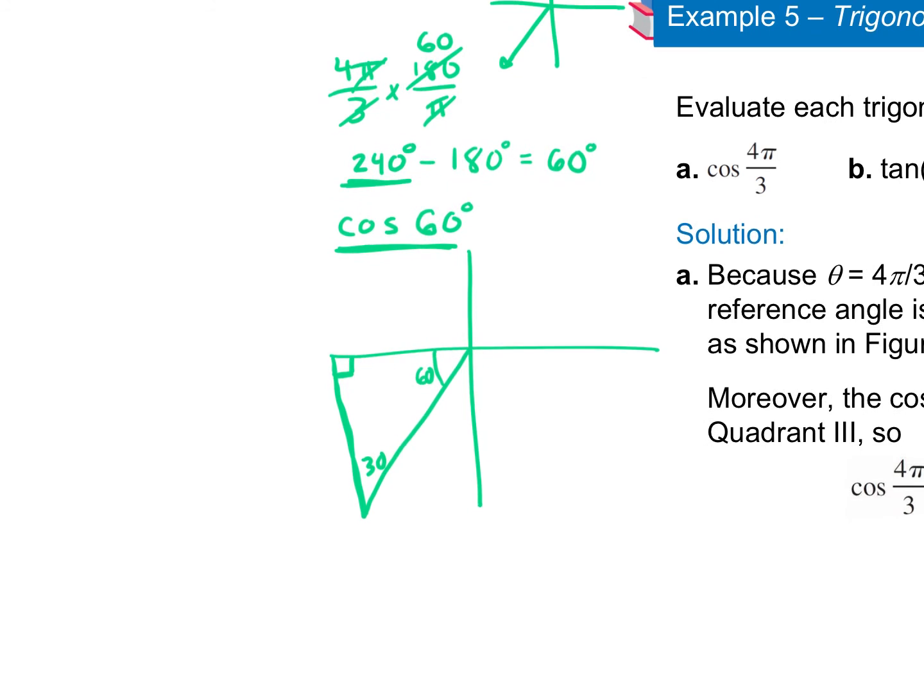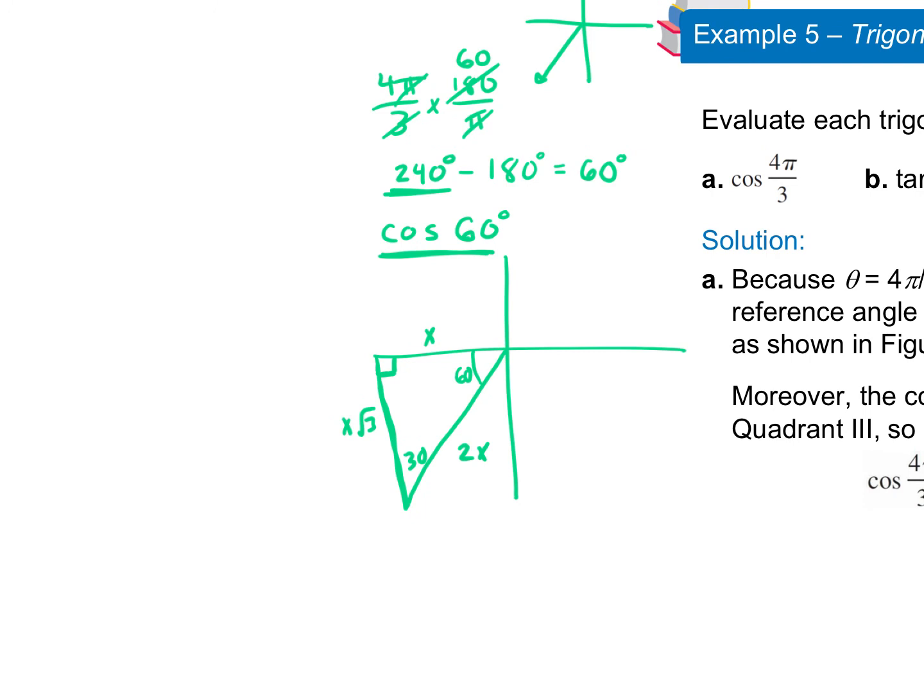So here I have a 30, 60, 90. What do I know is across from 30? X. What's across from 60? X square root 3. And what's across from 90? 2x. So if I'm finding the cosine of 60, 60 is my theta here. The cosine is what?